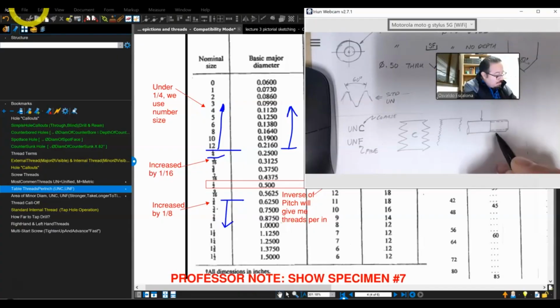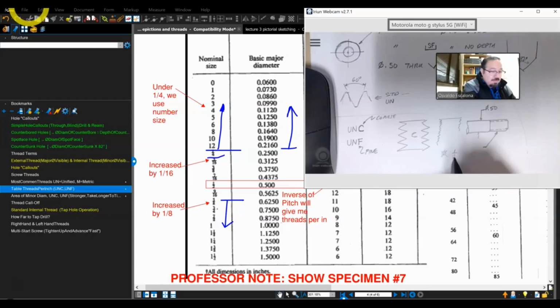And you will call out the thread here. Let's say that this guy is about half an inch. This is about half an inch diameter. Pretty close. So you will call it out. You will not put the diameter; the hole callouts don't have a diameter. You will say a half, right?